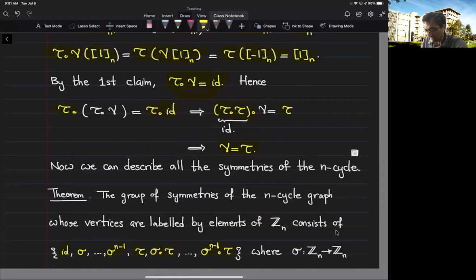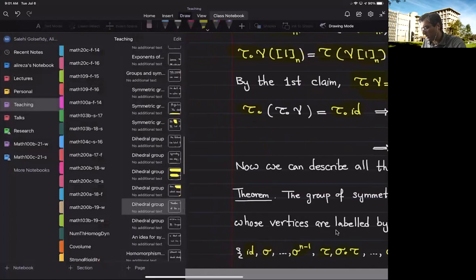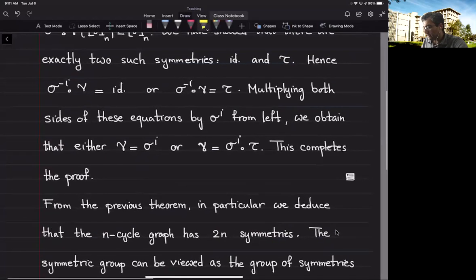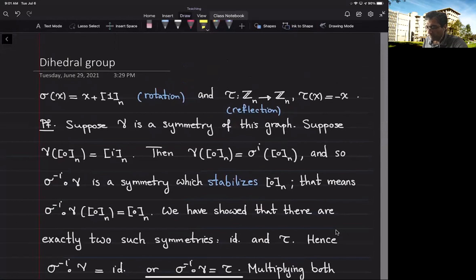Okay, let's see why this is the case. Let's start by proving why these are all the symmetries of the n-cycle. So sigma and tau are as before. Sigma of x is x plus the residue class of 1, the rotation, and tau is the reflection. Tau of x is simply negative x when we use labels from the set of integers modulo n.